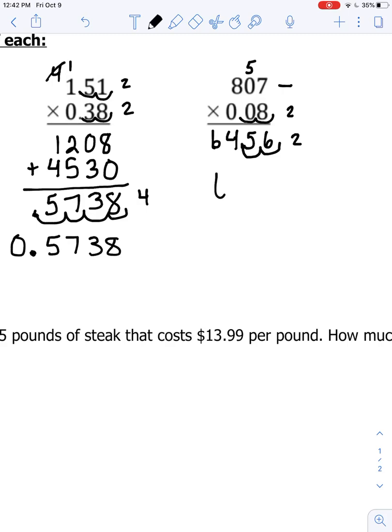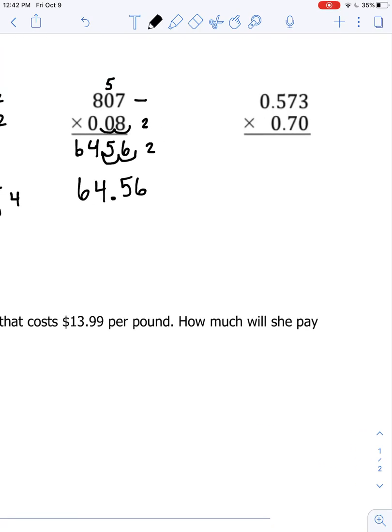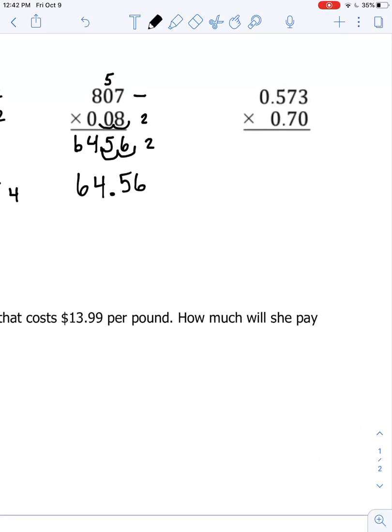It's going to go between the 4 and the 5, and again I want to rewrite our numbers so you can clearly see where the decimal point is. It's 64 and 56 hundredths. All right, we have one more here.